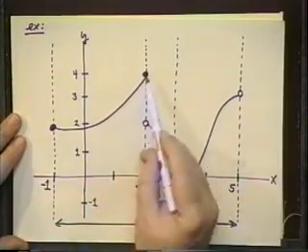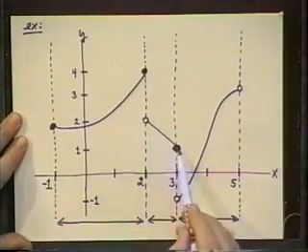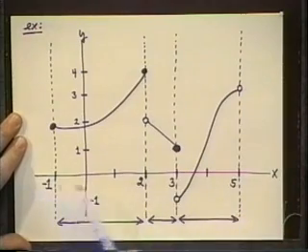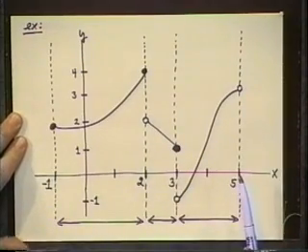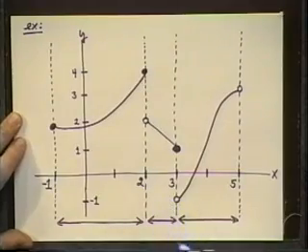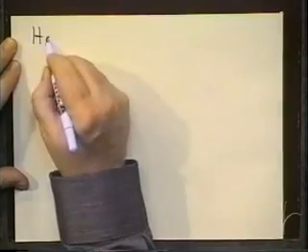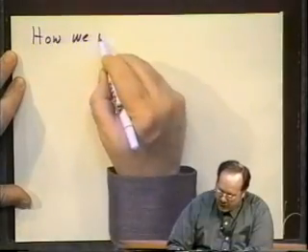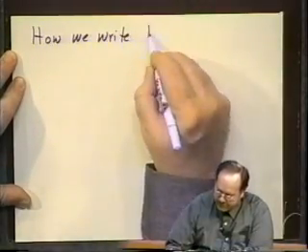It consists of one piece here, one piece here, and one piece here. It is still all one function, all right? It is made up of three pieces, but it is a single function. How would I write such a function? Well, let's go ahead and decide how we should do this. How we write this.